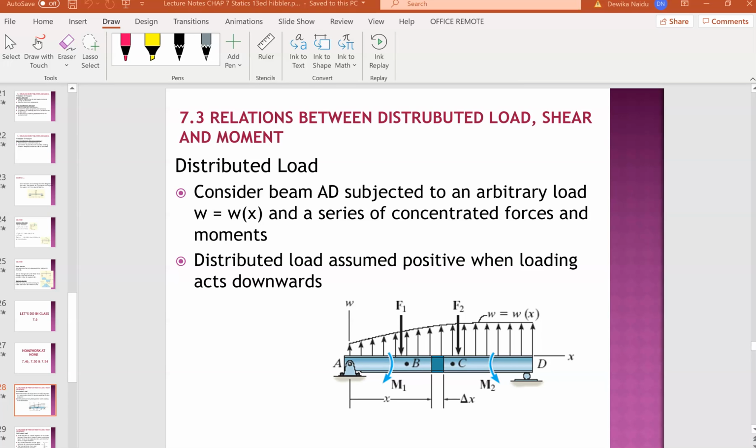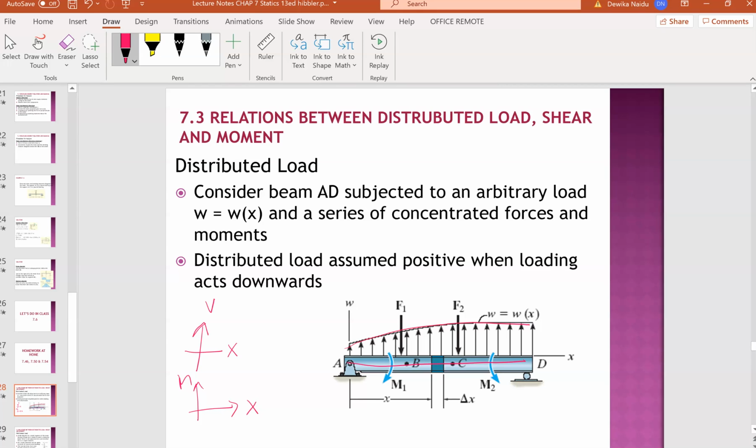Consider beam AD subjected to an arbitrary load. We have a beam AD here, subjected to a distributed load, concentrated forces and a moment. This load needs to be translated into two graphs, right? That's what we did in the last class, the Vx graph and the moment X graph. Distributed load is assumed positive when it is acting downward.